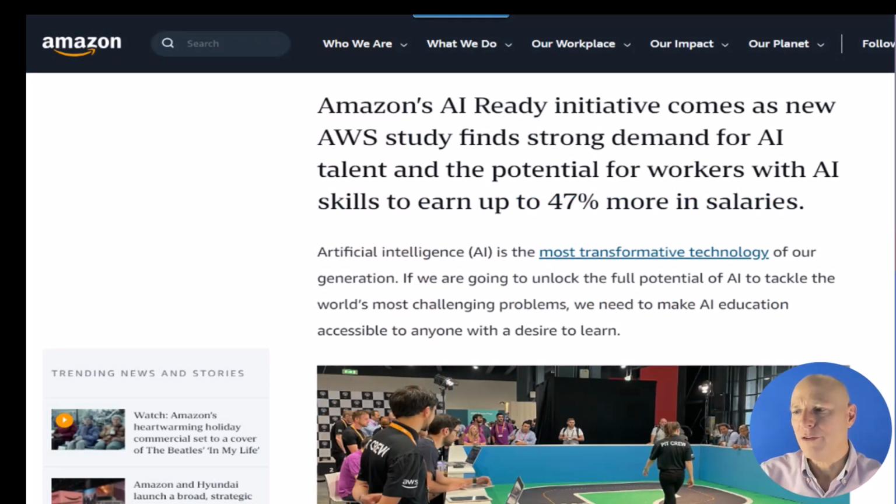Amazon completed a study and finds there's a strong demand for AI talent and the potential for workers with AI skills to earn up to 47% more in salaries. 47%. That's almost a 50% increase in income. I think that's really exciting.